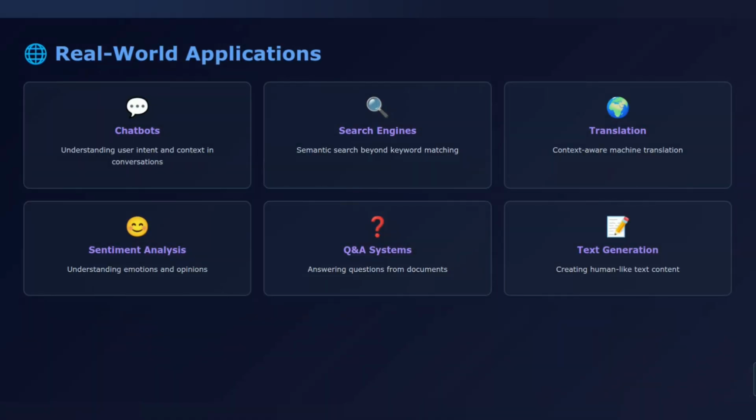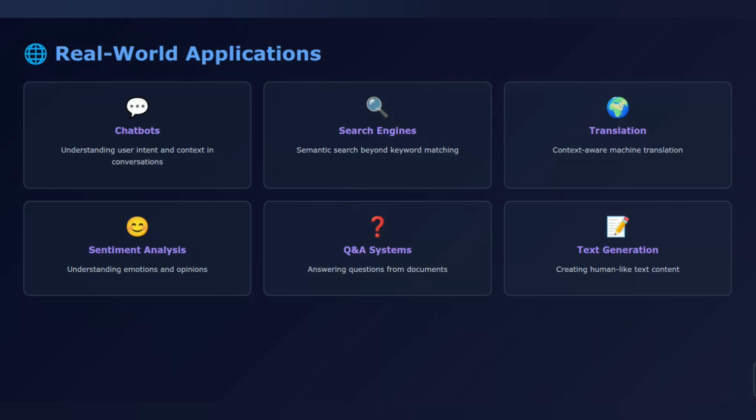Let's talk real-world impact. Where are these embeddings actually used? Chatbots, understanding user intent and maintaining context across conversations. Search engines, Google and others use embeddings for a semantic search that goes way beyond simple keyword matching. Translation, context-aware machine translation that actually understands nuance. Sentiment analysis, understanding not just what people say, but the emotions and opinions behind it.